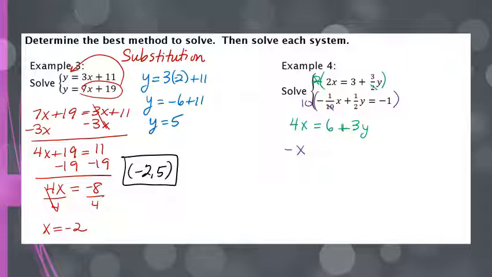If I do 10 times 1/2, half of 10 is 5, so that would be plus 5y. And then 10 times negative 1 is negative 10. So now this looks a little bit more manageable. But still, we have one equation that isn't really solved for a variable, the green one, and then we have the purple one, which is in standard form.